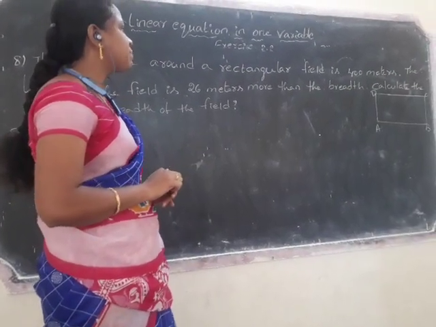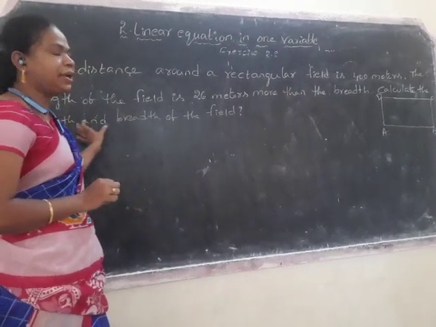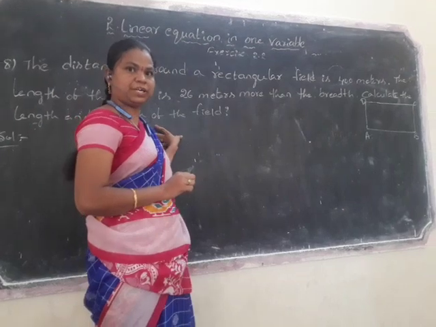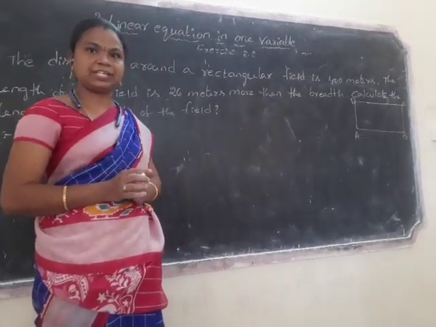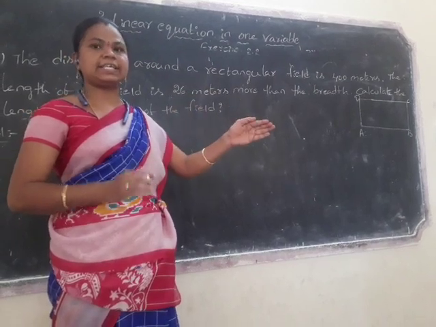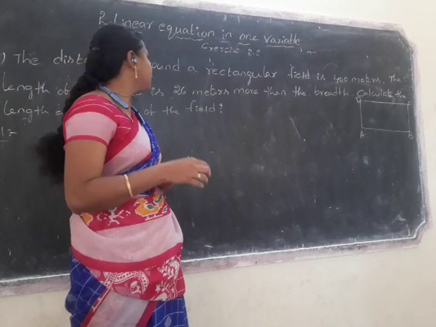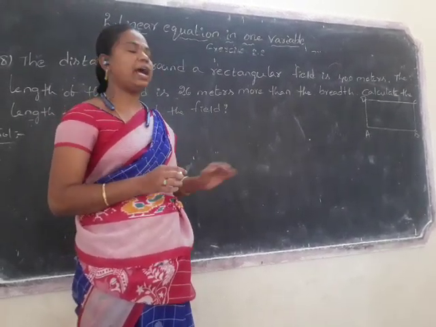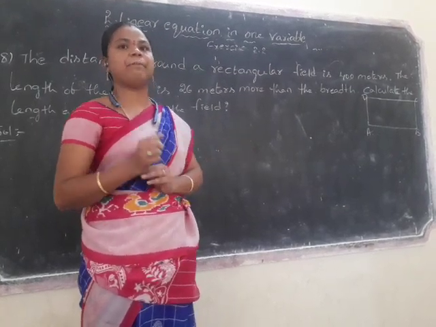So in this problem we have to find out the length and breadth of a field. Okay students, here a rectangular figure is given and a condition is there. The length is more than the breadth. The length is 26 meters more than the breadth. Here we have to find out in this problem the length and the breadth.